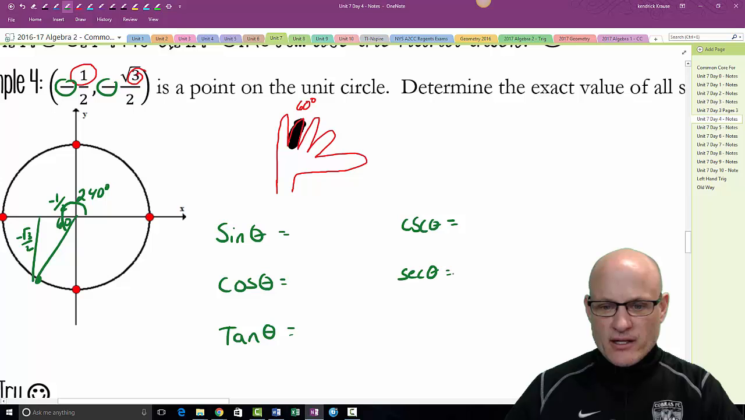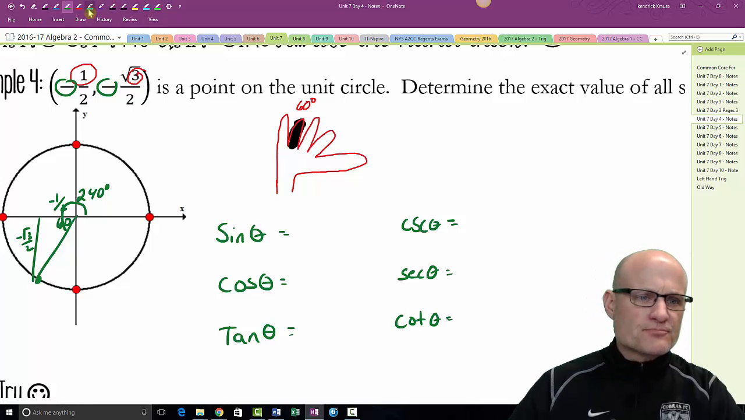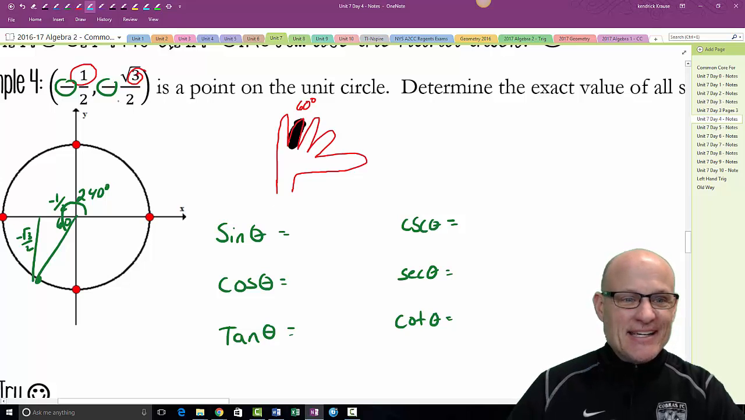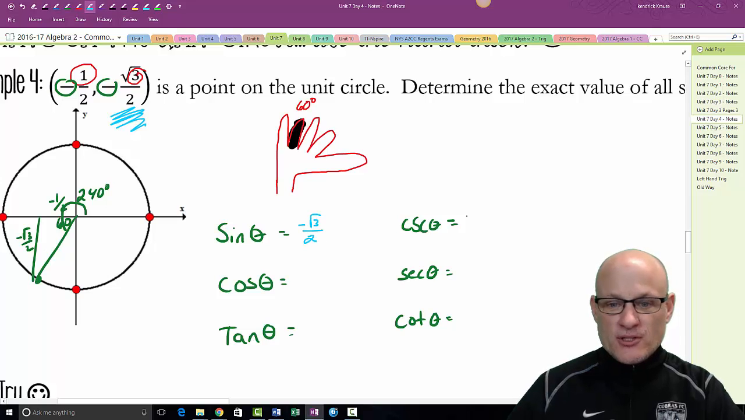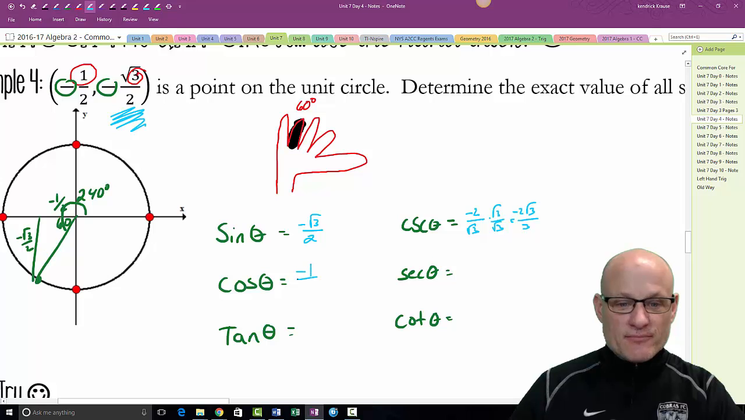Secant theta and cotangent theta. All right. So sine is the y value, negative radical 3 over 2. So this is negative 2 over radical 3, which we multiply by radical 3 over radical 3. I get negative 2 radical 3 over 3. Cosine is just -1/2. So the secant is just -2.